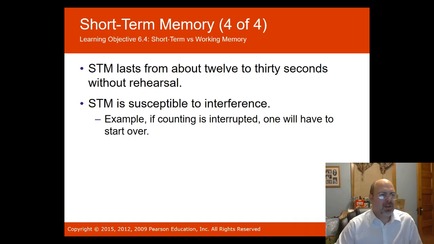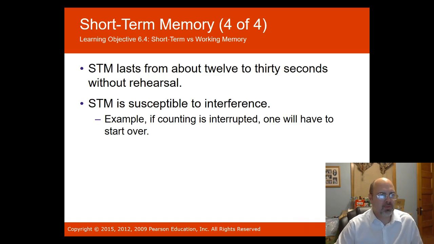Short-term memory lasts from about 12 to 30 seconds without rehearsal. So if someone says their name and you don't rehearse it and you don't run it through your head one more time, you're probably going to forget their name in 12 to 30 seconds. And then you kick yourself and say, oh, I forgot to do the association thing.